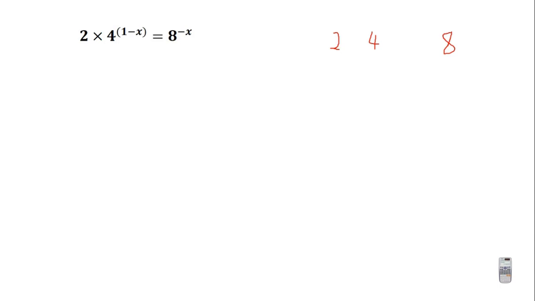We know that we can change 4 so that it has a base of 2 because 4 is the same as 2 exponent 2. We can also change 8 to have a base of 2. 8 is the same as 2 exponent 3. When we do that, we can simplify, then we equate our exponents and solve for x. So that is what we are going to do.